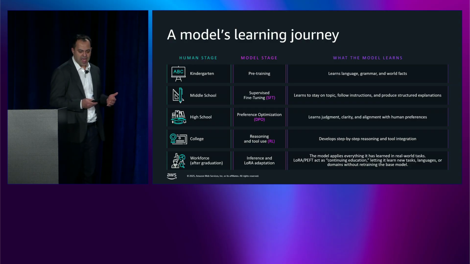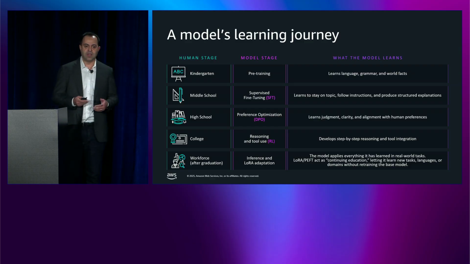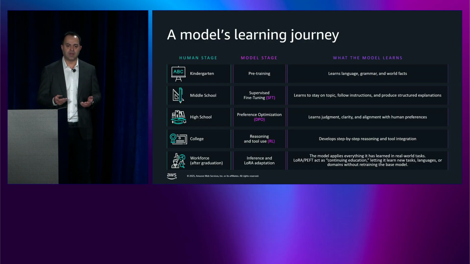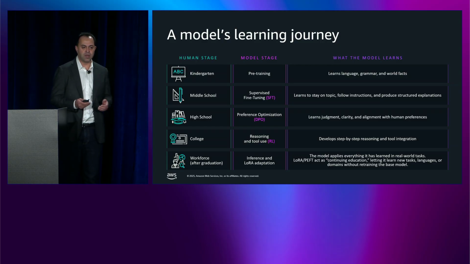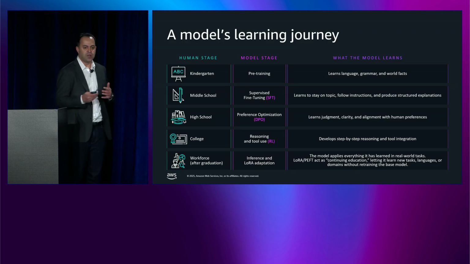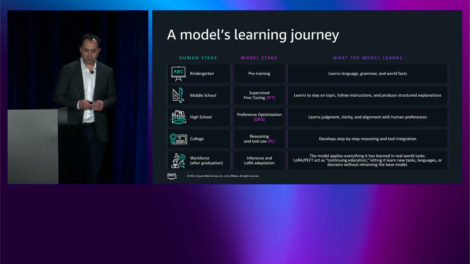Now, after having mastered basic language skills, the model is ready to learn how to follow instructions. So it is exposed to pairs of input and output, questions with good answers, and through that, it learns how to stay on topic, provide structured explanations, and be generally helpful. This is much like middle school students learning how to write essays and follow directions.